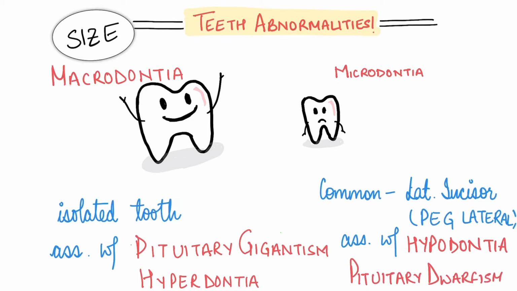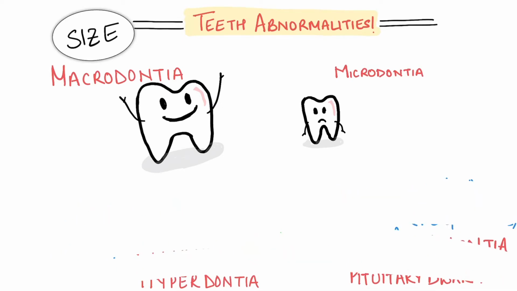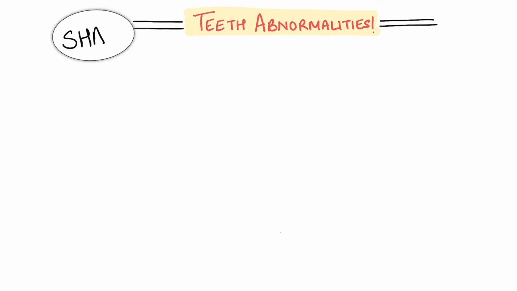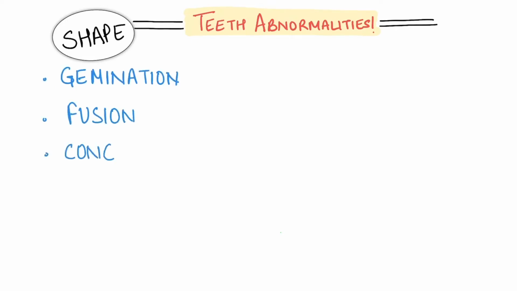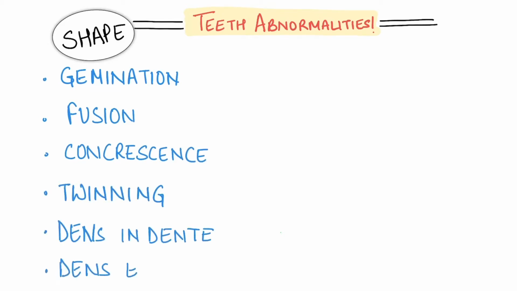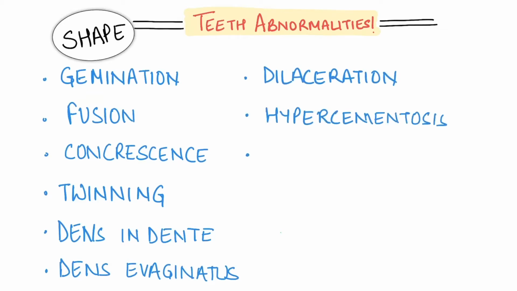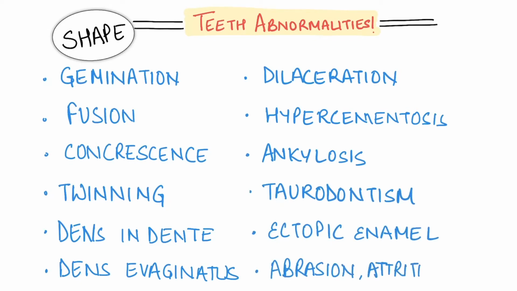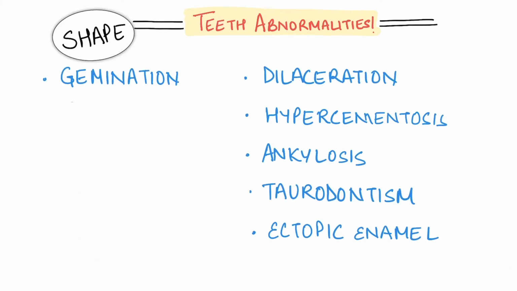The third variation is change of the shape. There is a huge number of possibilities with the change of shape. They are gemination, fusion, concrescence, turning, dens indent, also known as dens invaginatus, dens evaginatus, ankylosis, hypercementosis, dilaceration, taurodontism, ectopic enamel, abrasion, attrition, erosion, also abfraction. So let's see the detail of each one of these.